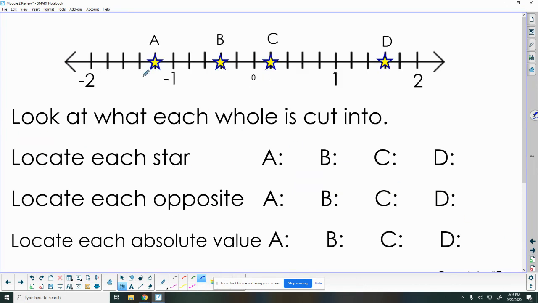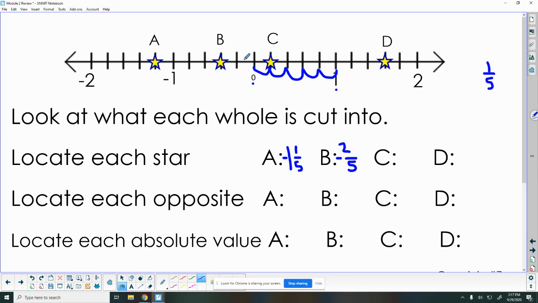Okay, we have a number line here. So first we're going to look and see what each whole is cut into. So I can see here's 0, here's 1. 1, 2, 3, 4, 5 pieces. That means every unit here is standing for a fifth. So first we're going to locate each star. So here's A is 1 whole unit and 1/5 more. So negative 1 1/5. B is over 1, 2 out of 5 places. So negative 2 out of 5.